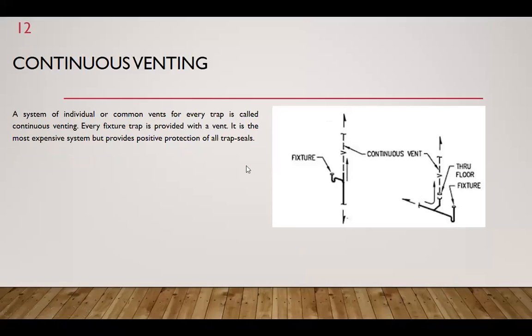Next, continuous bending. Here is the continuous bend. A system of individual or common bends for every trap is called continuous bending. Every fixture trap is provided with a bend. It is the most expensive but provides positive protection of all traps. And you continue the bend. This is the fixture, and on its side you put a bend.